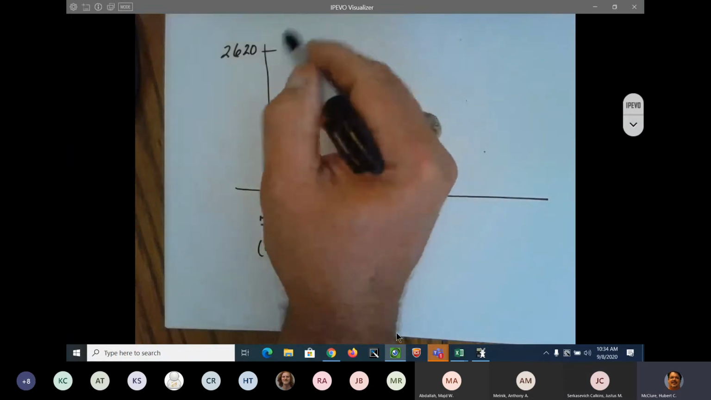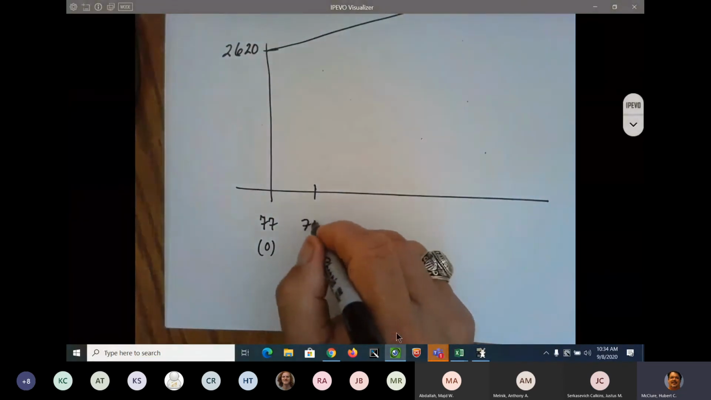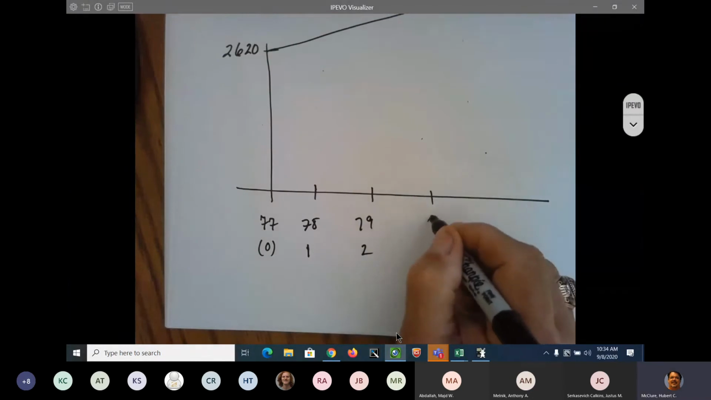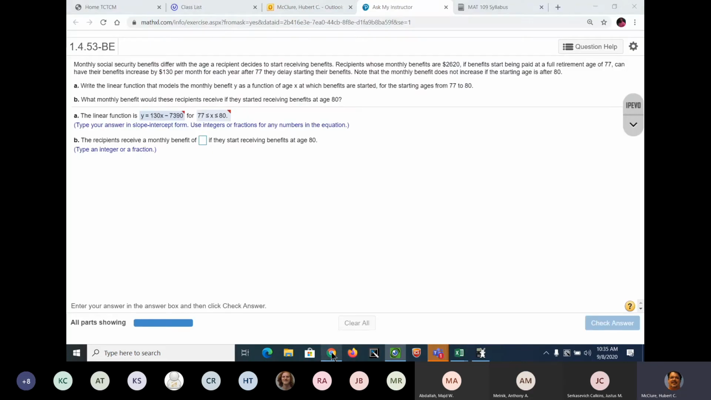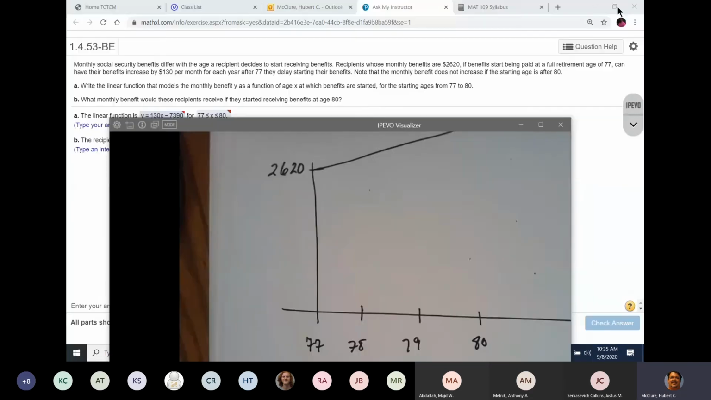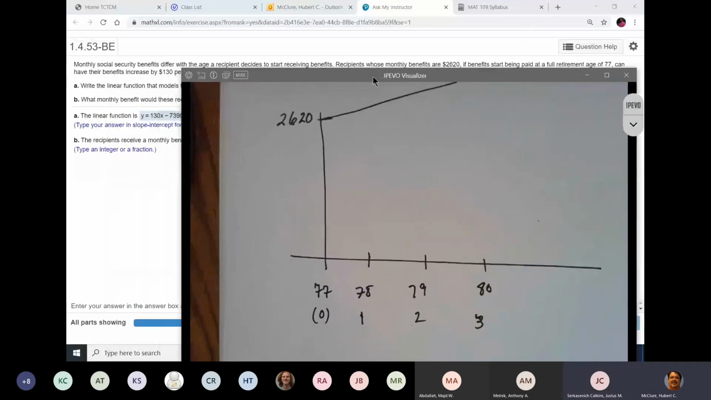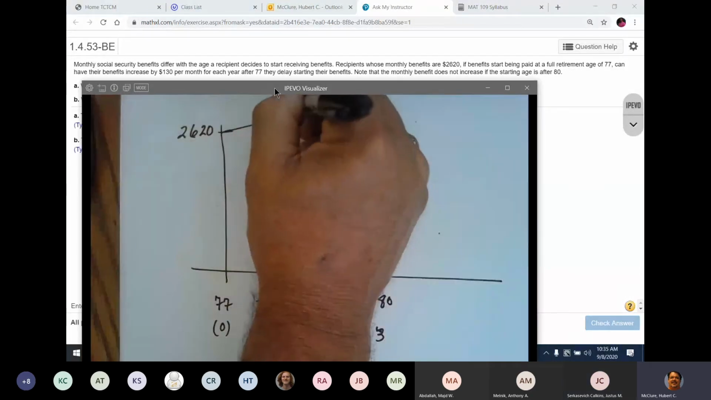And then we have for 2 or 3 years, 78, 79, and 80. Okay. Well, it's got 130. Your rate is going at 130. I'm trying to get everything here where you can see it. Yeah, so the slope would be 130. So that would be m is equal to 130.